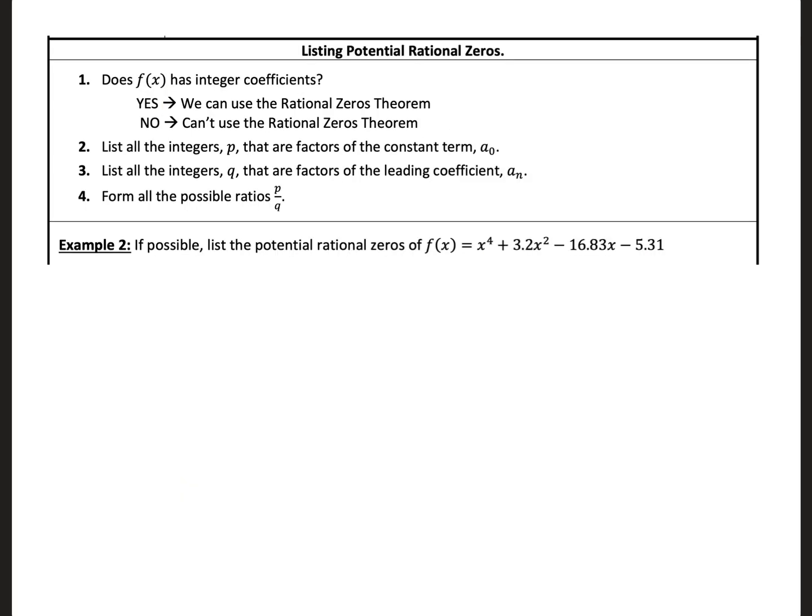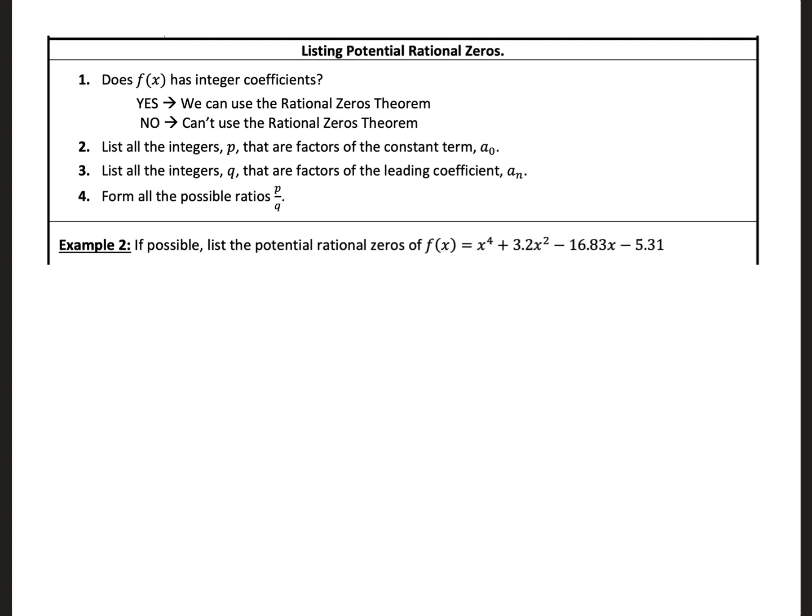All right, for example 2, we still have our steps listed above so we can refer to them. But we are going to determine, if possible, the list of potential rational zeros of f of x equals x to the 4th plus 3.2x squared minus 16.83x minus 5.31.